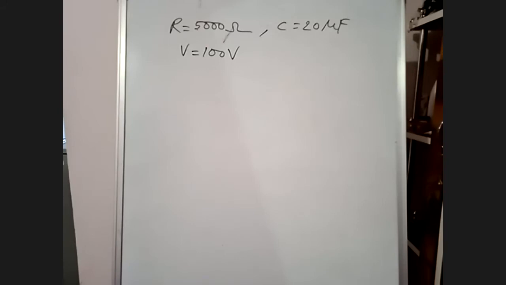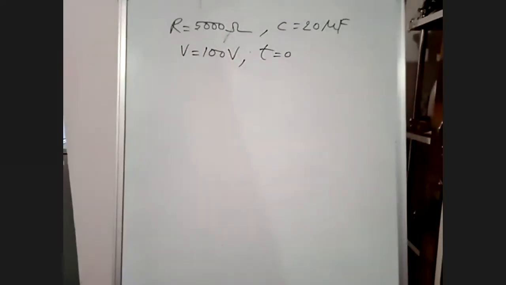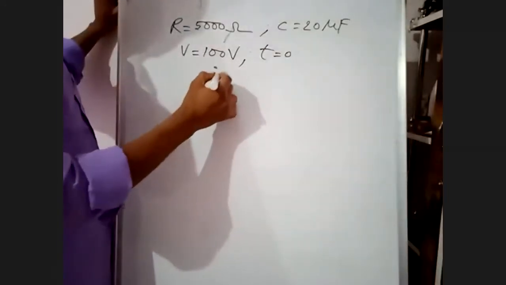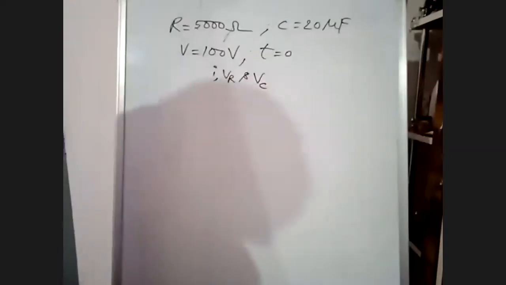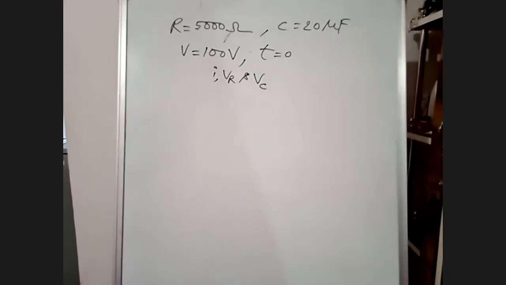applied at t is equal to 0, and the capacitor has no initial charge. Find the equations for I, VR and VC.